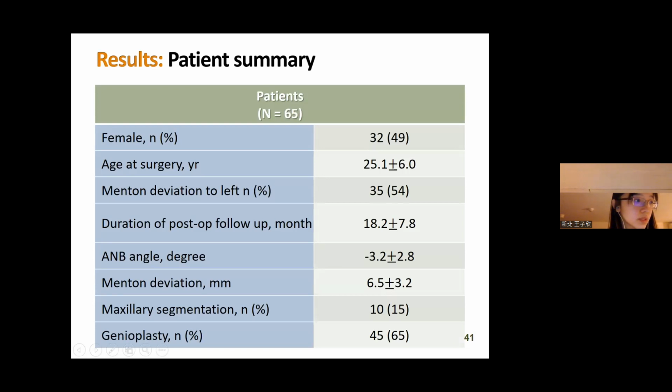Here's the result. 65 subjects were included, 32 female and 33 male. The average age before treatment was 25 years old. The average NB angle was minus 3.2. The severity of mental deviation was 6.5 millimeters. 10 patients received maxillary segmentation. 45 patients received genioplasty.